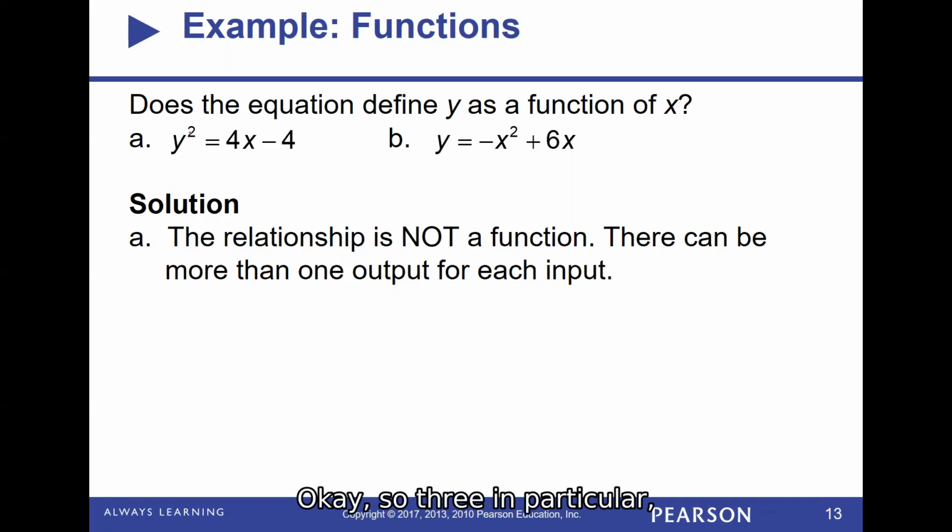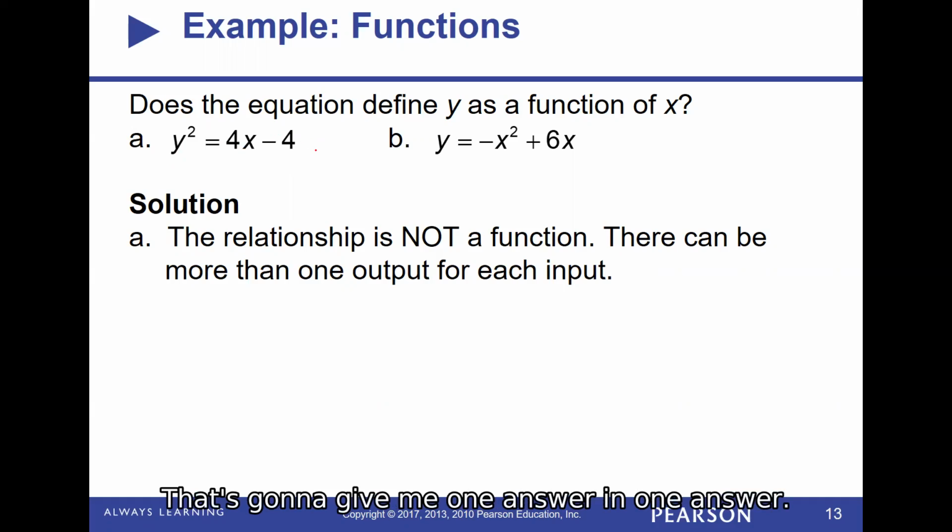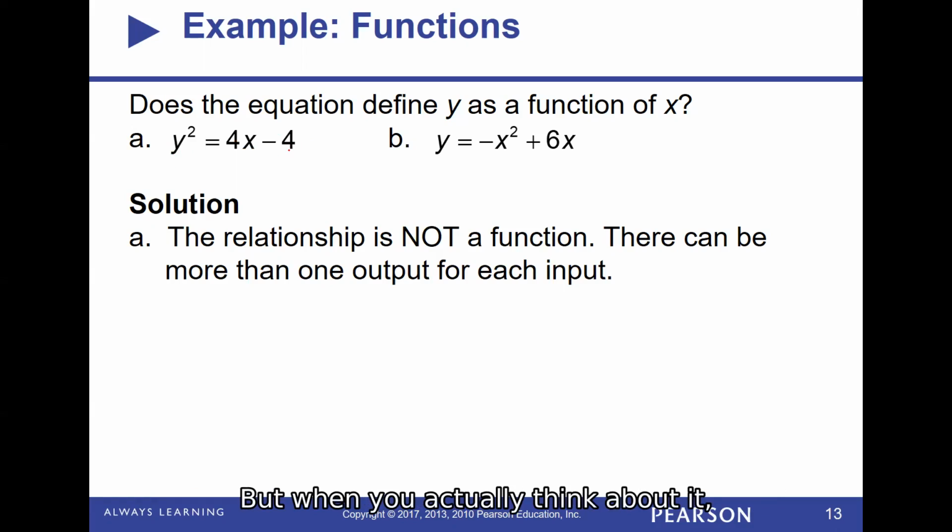Okay, so 3 in particular, we square it, that's going to give me 9. So 9 equals 4x minus 4. So I'm going to have to add the 4 over to our 9, then divide by 4. That's going to give me one answer and one answer. But when you actually think about it, what if that was there? It could have easily gone the other direction and had a number very similar to it.